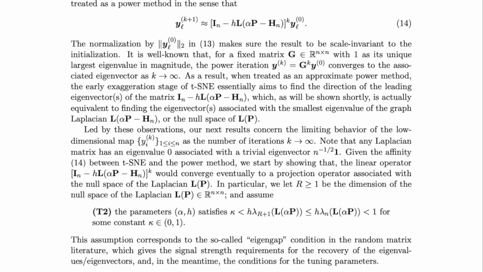(I − hL(P))^k would converge eventually to a projection operator associated with the null space of the Laplacian L(P). In particular, we let r ≥ 1 be the dimension of the null space of the Laplacian L(P) in R^(n×n), and assume (T2) the parameters α and h satisfy κ h λ_(n−r+1)(L(P)) ≤ h λ_n(L(P)) for some constant κ in (0, 1). This assumption corresponds to the so-called eigengap condition in the random matrix literature, which gives the signal strength requirements for the recovery of the eigenvalues and eigenvectors, and in the meantime the conditions for the tuning parameters.